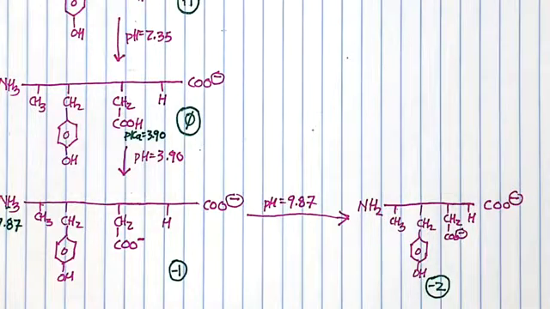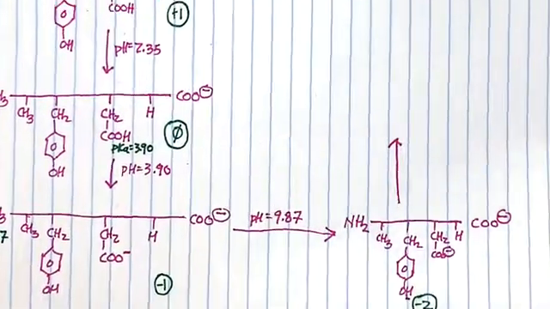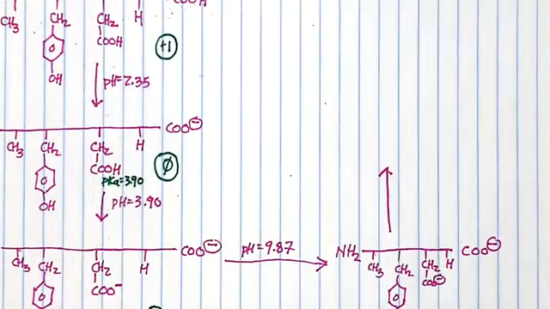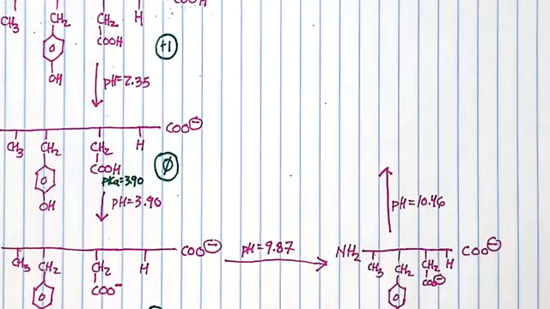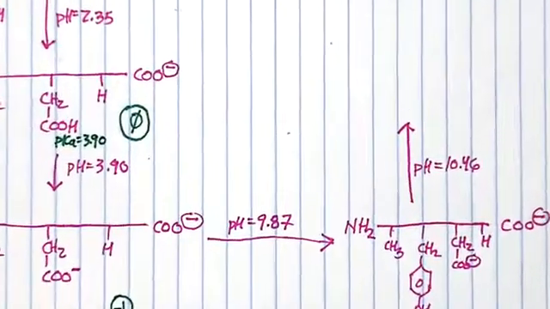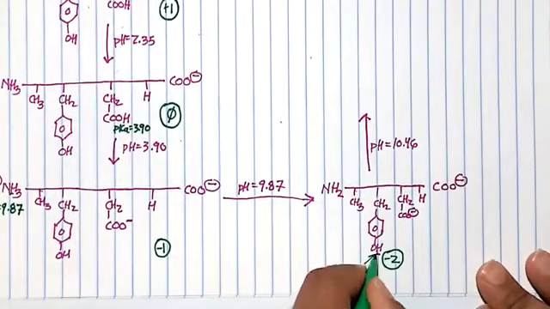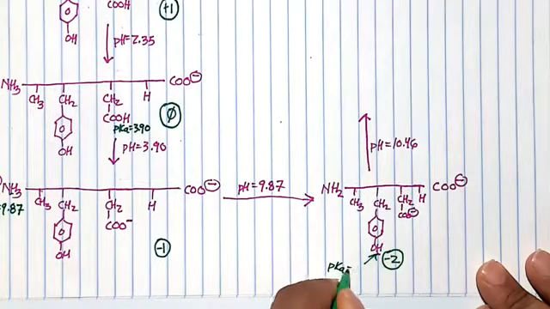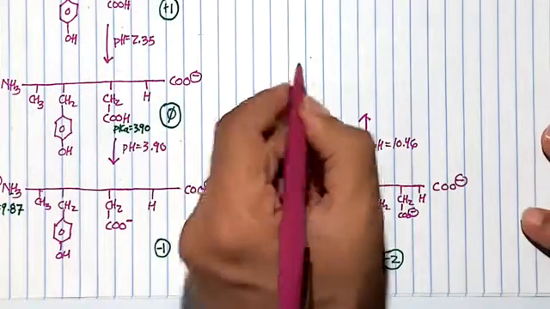And then that is not it. We have one more ionizable proton, and that is this one. So let's move our arrows up, and that one begins to come off at a pH of 10.46. At a pH of 10.46, you match the pKa of this proton on the side chain of tyrosine, which is 10.46, and you get this structure here.